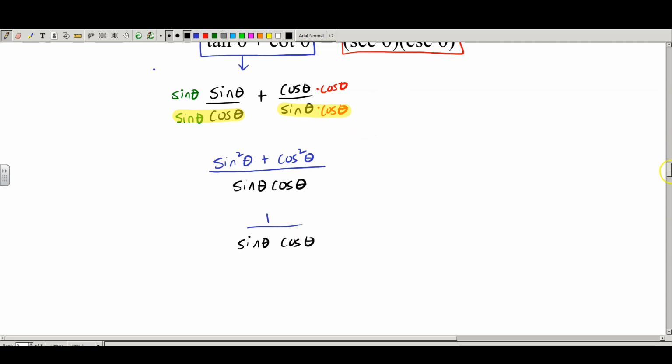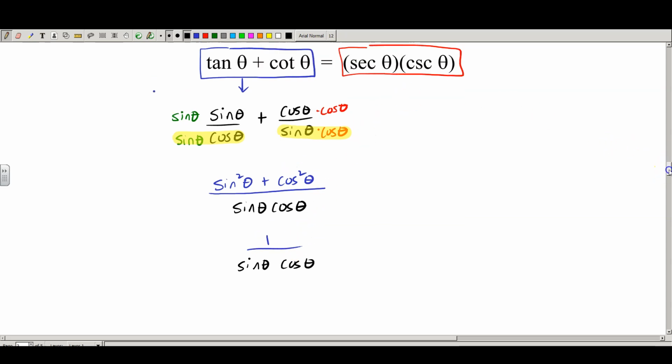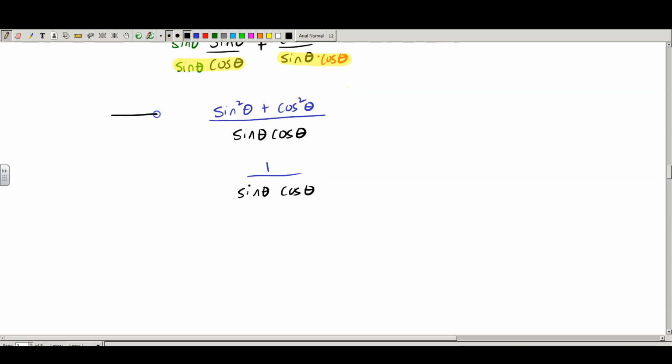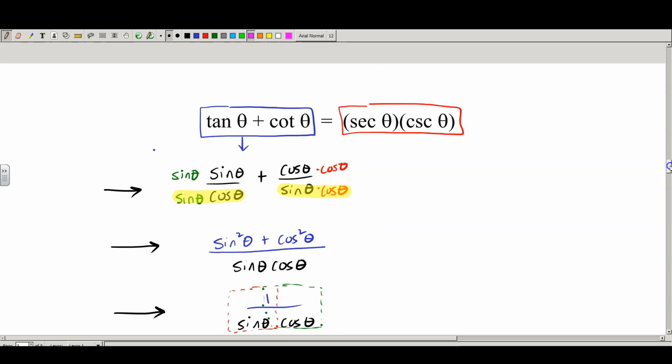And that's equal to the right-hand side, right? Secant, cosecant. Hopefully you can see how that's really going to get to our answer here, because 1 over sine is really equal to cosecant of theta, and 1 over cosine is equal to the secant of theta. So the left-hand side equals cosecant times secant, and that's what we were trying to get.